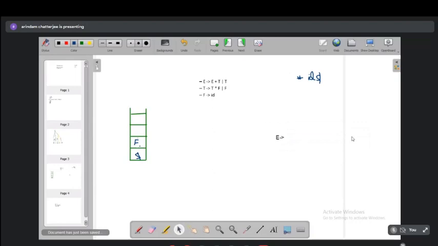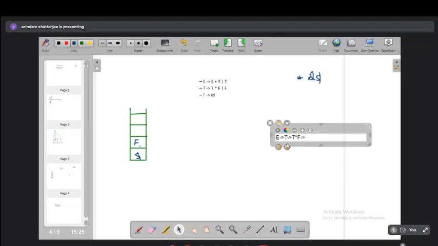So E producing T is the first step, then T producing T star F, then this will be T star ID, because, as I said, it is the rightmost derivation. Then T produces F, that is the rule, F star ID, and then it will be ID star ID. Yeah, so this is the rightmost sentential form. And we want to trace it back. So right now, as I said, we have reduced up to this much in the second step. So we have F star ID in our sentential form.